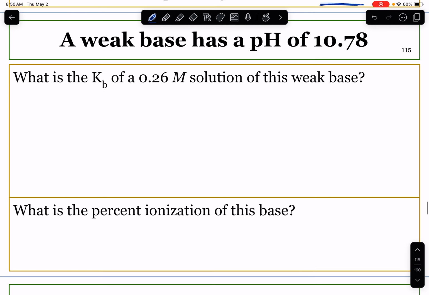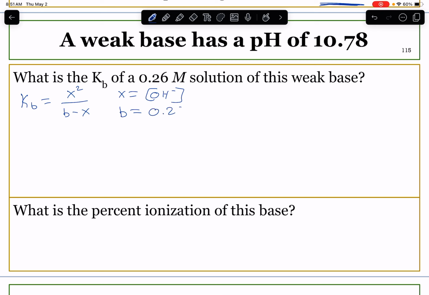A weak base has a pH of 10.78. What is the Kb of a 0.26 molarity solution of this weak base? Kb has the general reaction of x squared over B minus x, where x is now equal to hydroxide. And the B is equal to the concentration of the weak base, which in this problem is this. Now we're trying to solve for the Kb, and we were given the pH as 10.78. Pause to see if you can solve this problem.